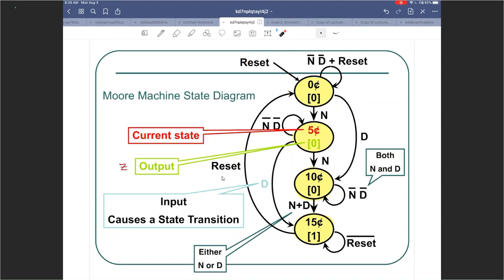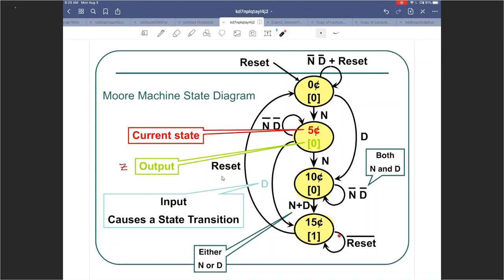Now, if you move on to the next state, which is 10 cents, output is still 0. You're not vending anything. Neither nickel nor dime, it's a self loop. If you press a nickel or a dime, either one of them, you go to 15 cents. Remember, we are keeping the change. So from 10 to 15, either one of the inputs active will take us there. And when you reach 15, you will output a 1, which means Z is a 1, which means we are vending an item. And as long as you do not press reset, you will stay there.